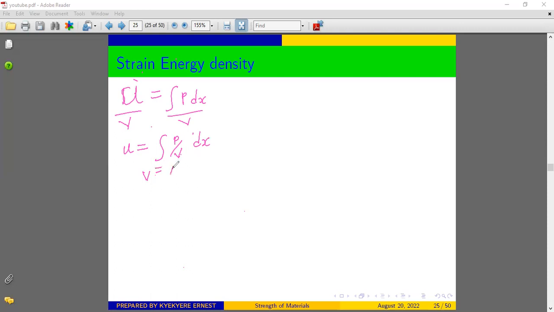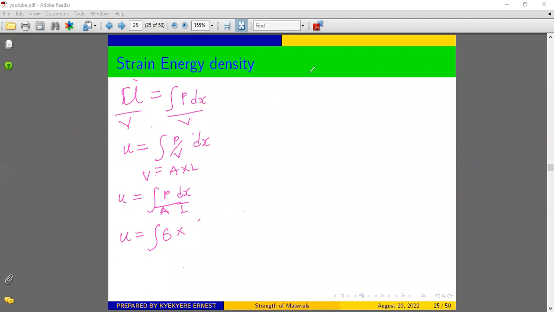to area times length. So if you substitute this in place of volume, our strain energy density is going to be the integral of P dx over AL. But from this, we know that P over A is the stress. So we are going to get the integral of the stress. And we know that the deformation over the original length is the strain.